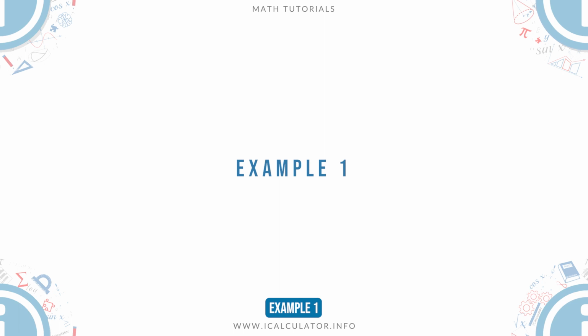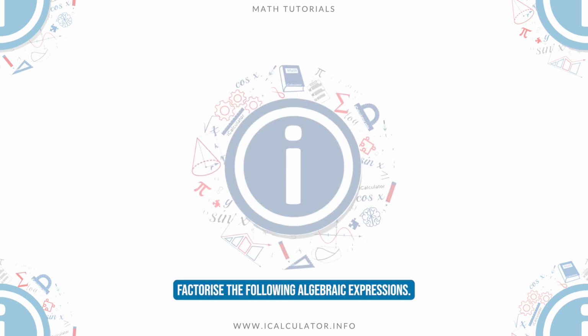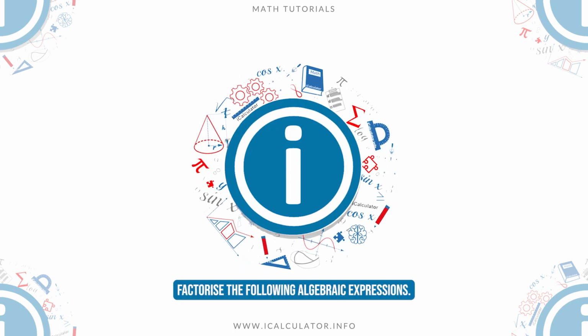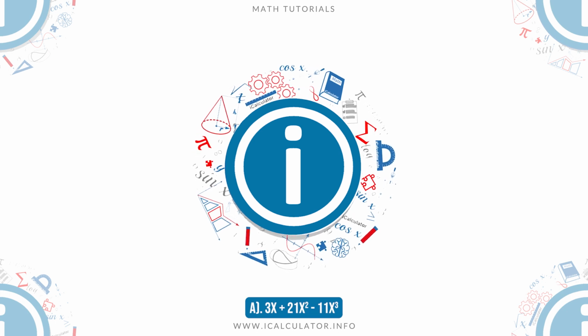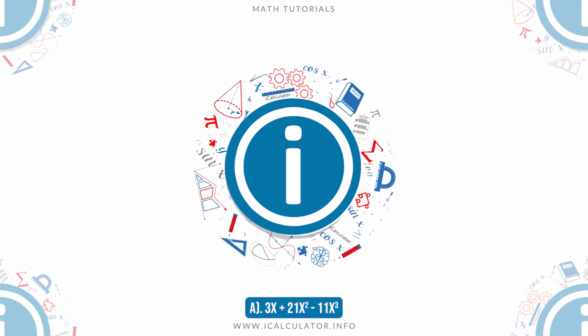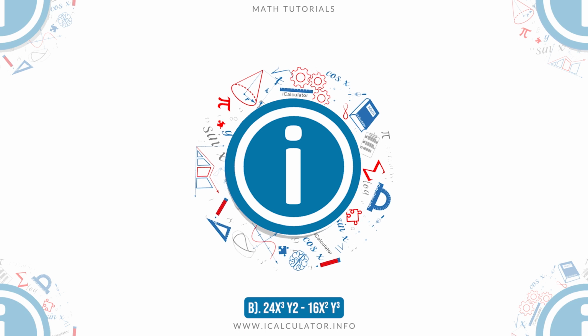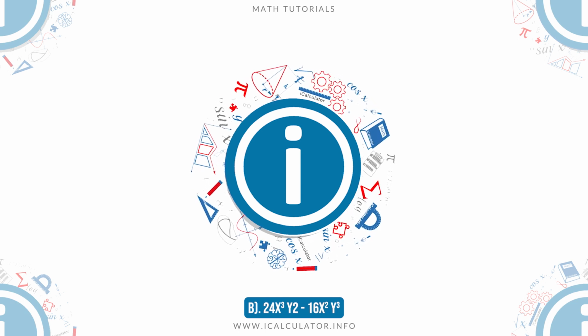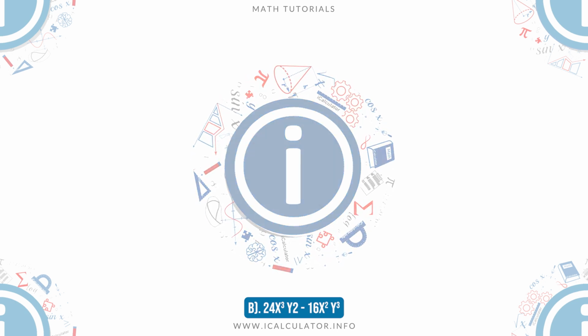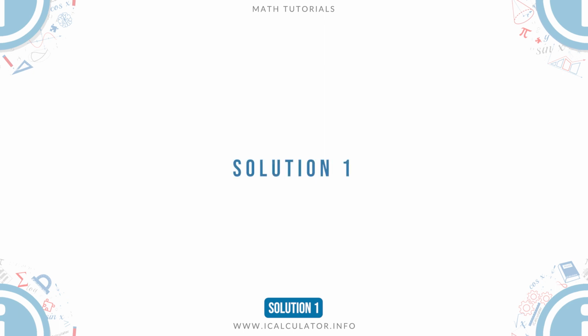Example 1. Factorize the following algebraic expressions. A. 3x plus 21x squared minus 11x cubed. B. 24x cubed y squared minus 16x squared y cubed. Solution 1.